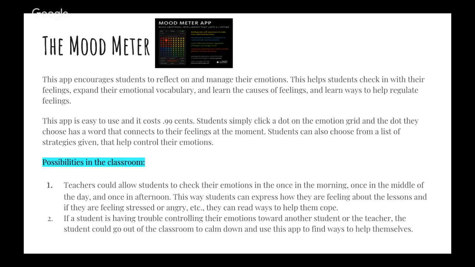Students simply click a dot on the emotion grid, and the dot they choose has a word that connects to their feelings at the moment. Students can also choose from a list of strategies given that help control their emotions. Teachers could allow students to check their emotions once in the morning, once in the middle of the day, and once in the afternoon. This way, students can express how they're feeling about the lessons, and if they're feeling stressed or angry, they could find ways to cope.